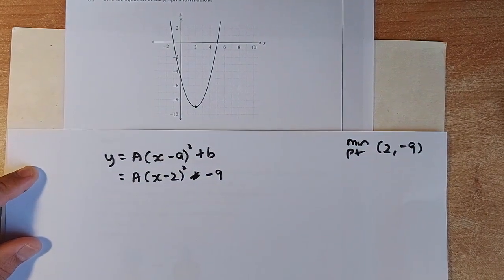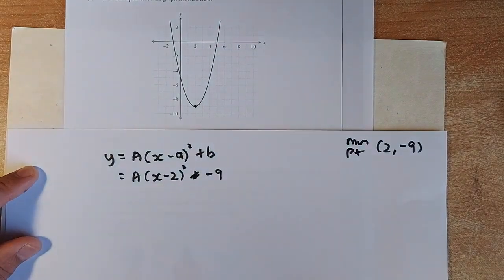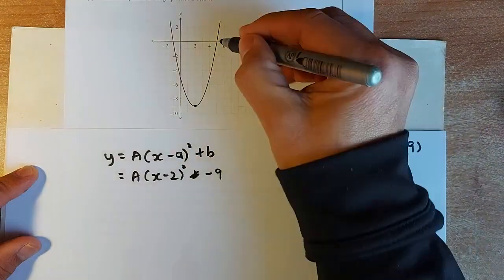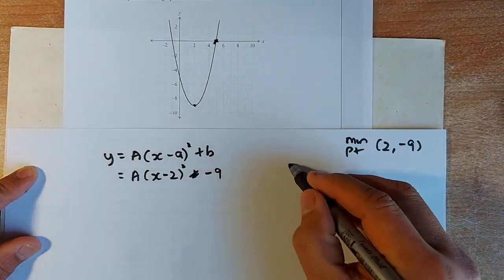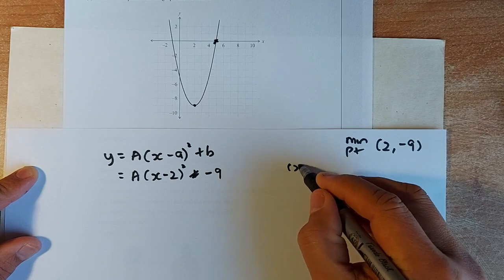Now, again, we have to find the value of a. To find the value of a, we need to find another point. We shall find this point here. That point is actually 5. X is 5.